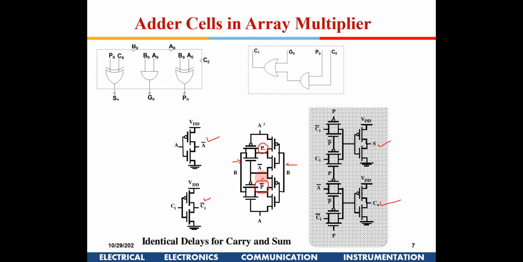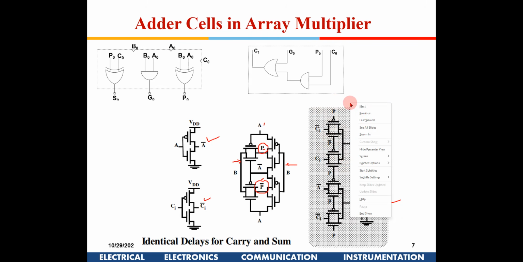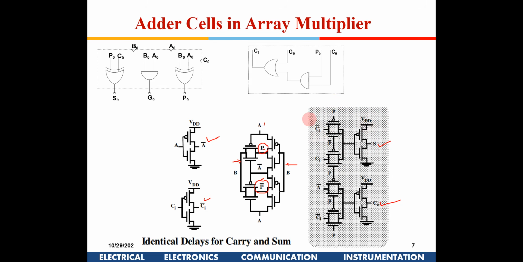Once P and P bar are generated, propagation and propagation bar, then I can use this particular structure to generate the sum and the carry signals. So let's try and analyze how this is working. Sir, can you change the pointer, please? Yeah, sure. Let me use the pointer now. I would want to write a few things.